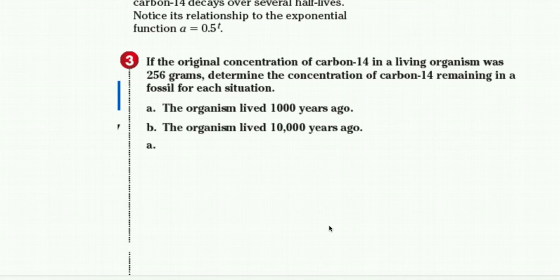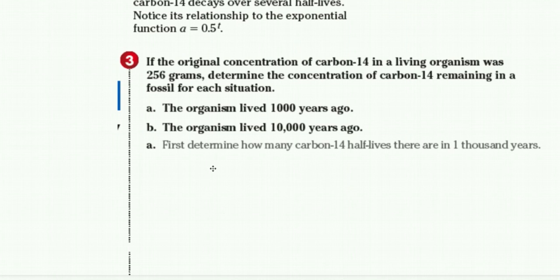Let's say the organism lived 1,000 years ago, and the organism lived 10,000 years ago. So let's answer letter A. The organism lived 1,000 years ago. So first, determine how many carbon 14 half-lives there are in 1,000 years. Okay, so we get 1,000 and we divide that by 5,730. So there are approximately 0.1745 half-lives in 1,000 years.